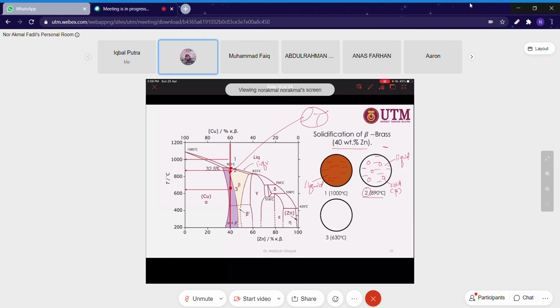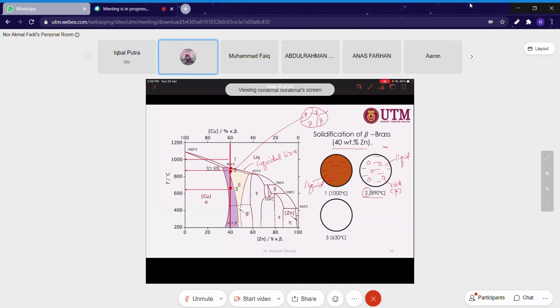But at this temperature, where it's completely transformed into beta, the microstructure is single phase plus the grain boundary of beta. You can see the grain like this. This is beta, so it contains only one single phase.